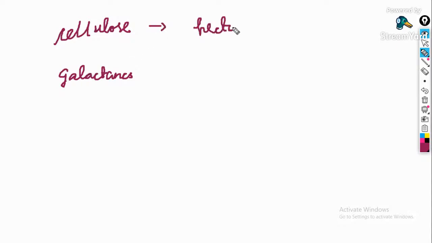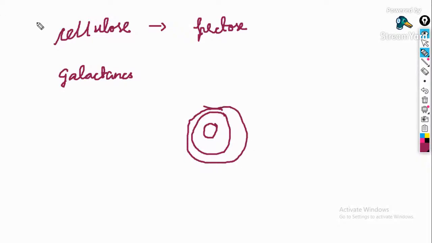Then the cell wall of Chlorophyceae consists of outer cellulose and inner galactans. Outer to the cellulose, there is one more covering known as pectose. So galactans, cellulose, and just above the cellulose, we have the pectose.